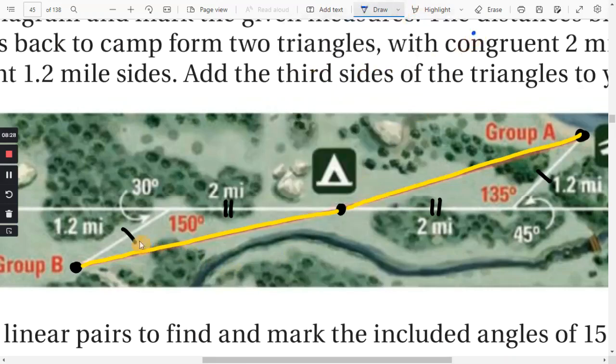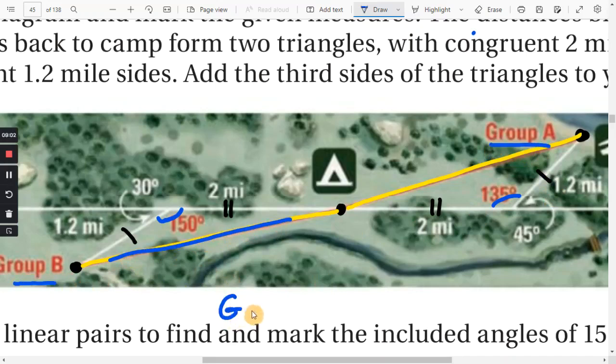All right, it's pretty simple. These two triangles are congruent, so I'm going to look at this angle right here. That's 150. And these two sides are congruent to these two sides right here. So I'm looking at the included angle, the one in between, and this included angle right here. Since the 150 is more than 135, that means this line right here is going to be farther. So Group B is farther away from camp than Group A.